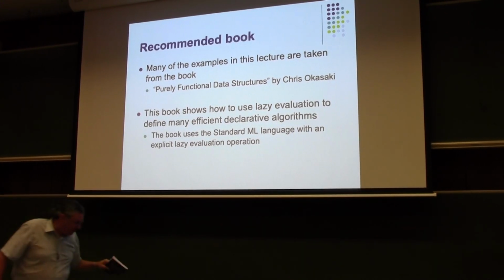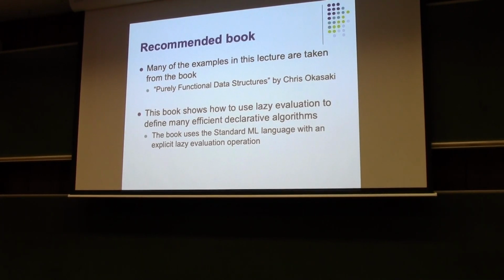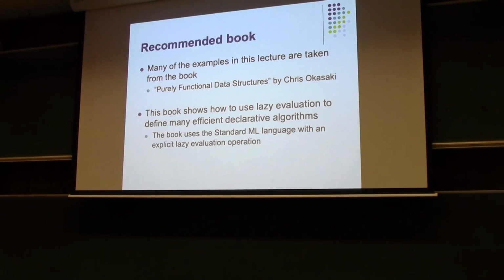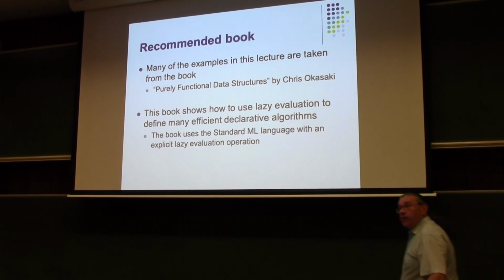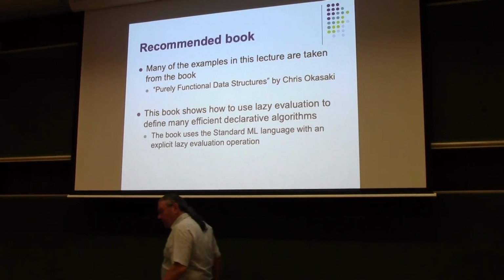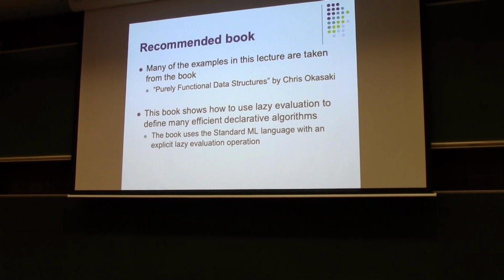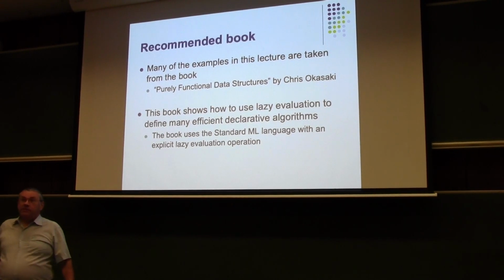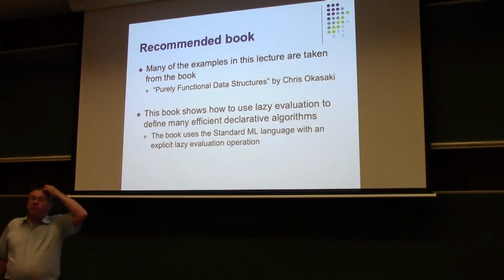Maybe I can pass it around. If you want, you can look at it. This book uses different notation. It has many examples. You can just take a look. It uses another language called Standard ML, which is a functional language with explicit lazy evaluation. So that's not so hard to translate into ours, okay? Some of the examples I'm going to show you are taken from this book, okay?